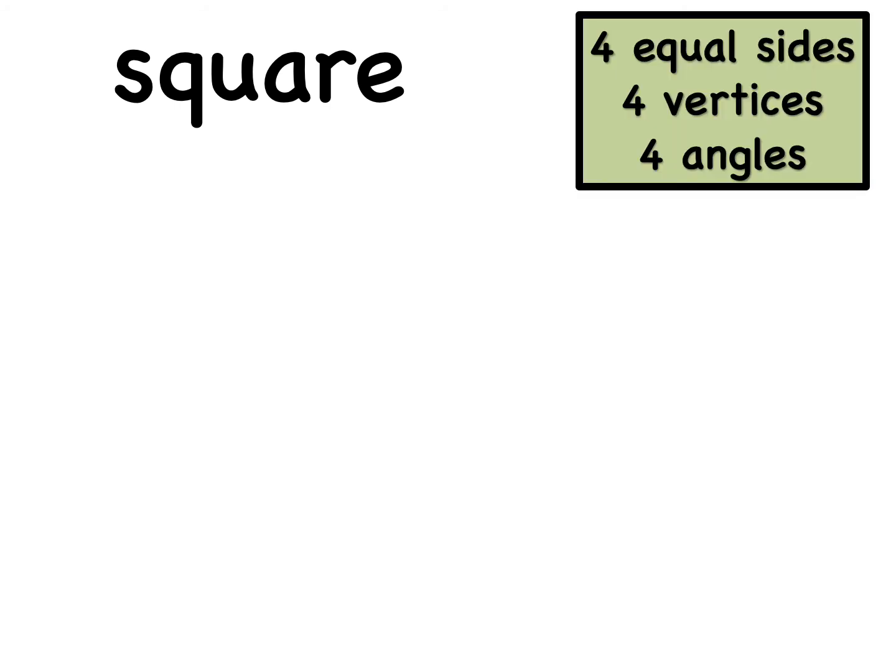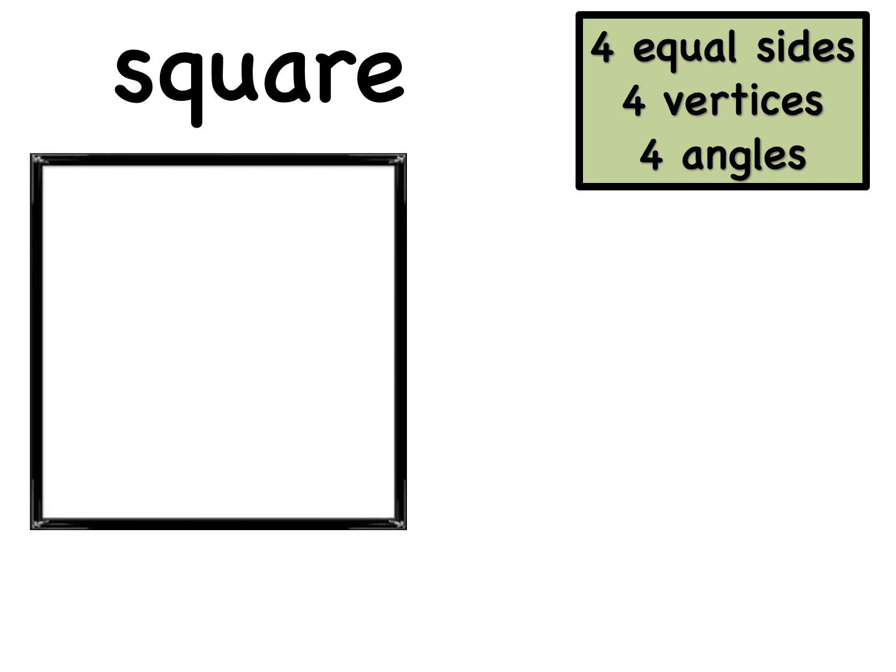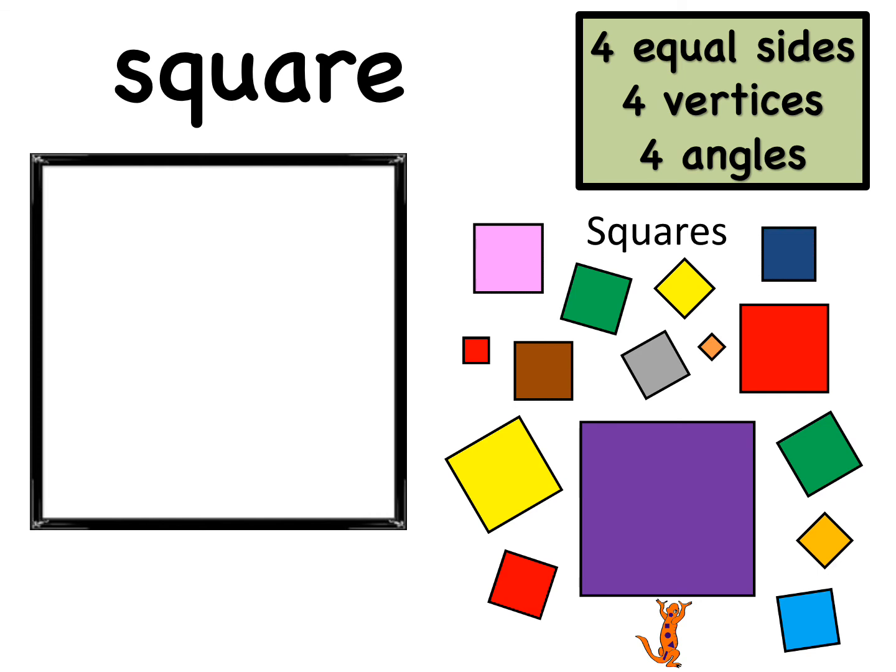Square. A square has 4 equal sides, 4 vertices, and 4 angles. Now this is very important, boys and girls, because a rectangle has 4 sides and 4 vertices and 4 angles. But what makes a square special is that all their sides are equal. That means they're exactly the same length, and that's what makes a square so special. Here's a whole bunch of squares.